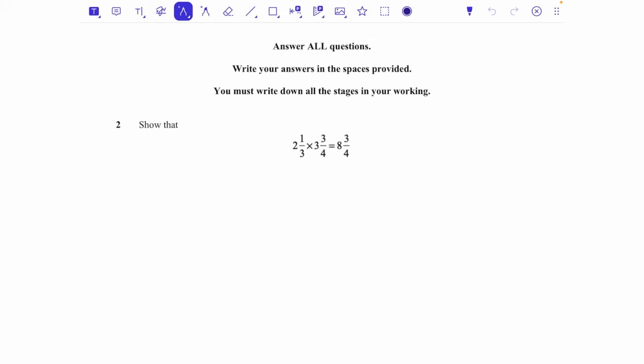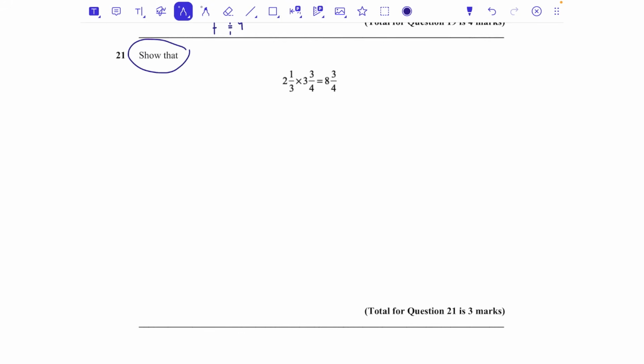Show that 2 1/3 times 3 3/4 equals 8 3/4. So when I show that question, you don't want to use the answer. We're going to do this and show that we get the same answer from our working. Okay, so 2 1/3 times 3 3/4. Let's start by making both of those fractions top heavy.